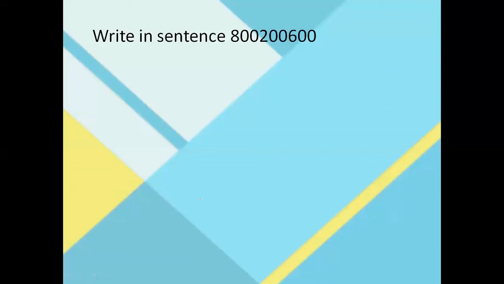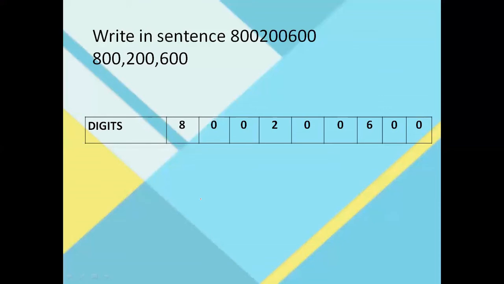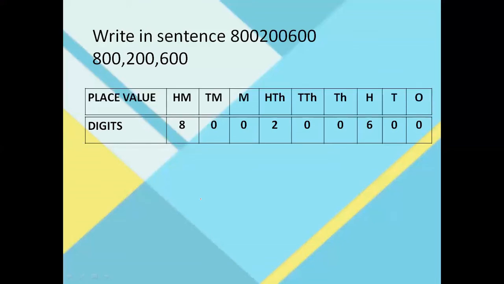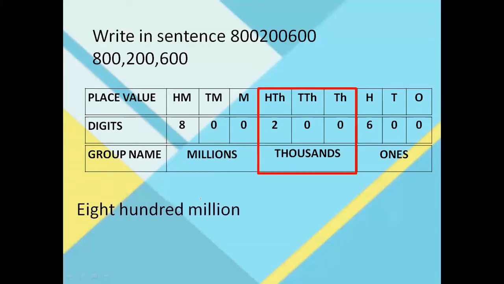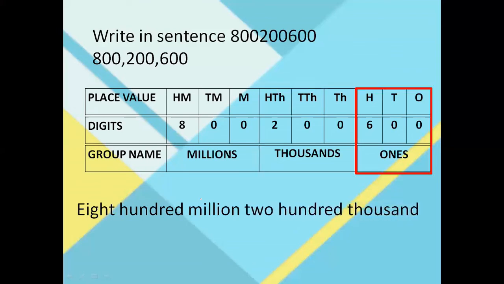Let me use the table to understand the number. So these are all the place values on the top, group names at the bottom. So start from the higher place value. It is the million group. You can see in the million group there is 800. So we can write the sentence as 800 million. Then in the thousands group we have 200. So 200,000. And the last is the ones group. So 600. No need to write 600 once. So one should not be mentioned.